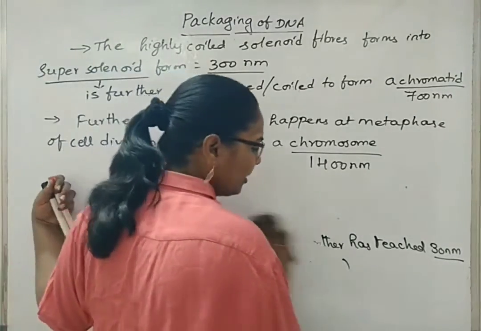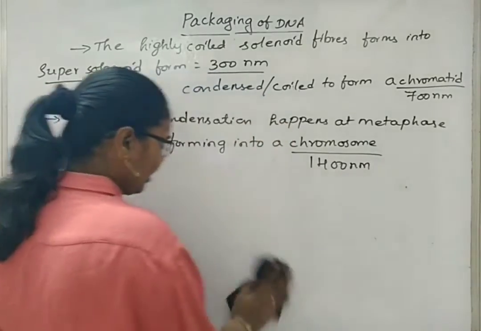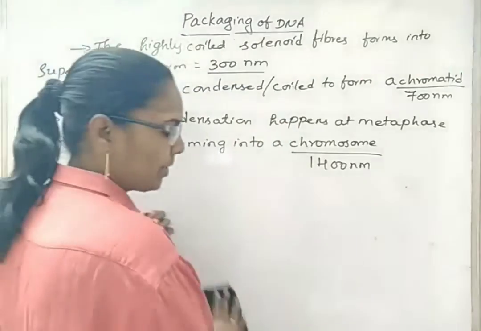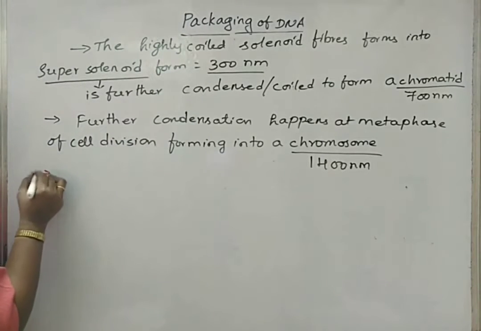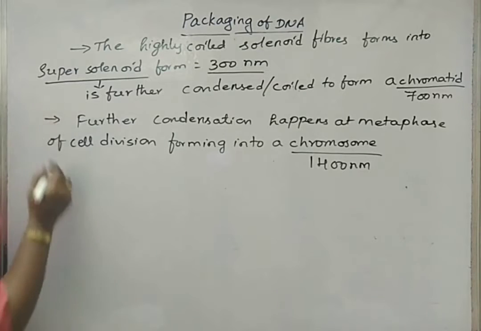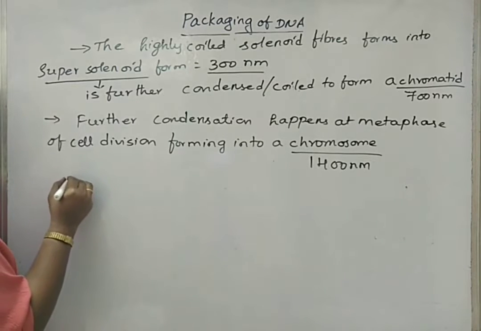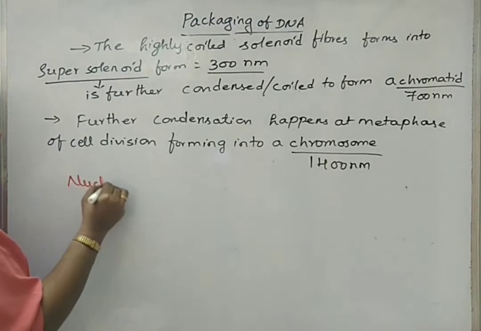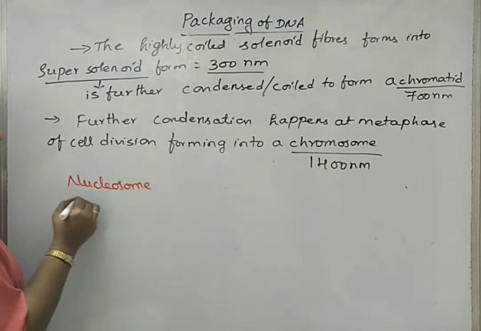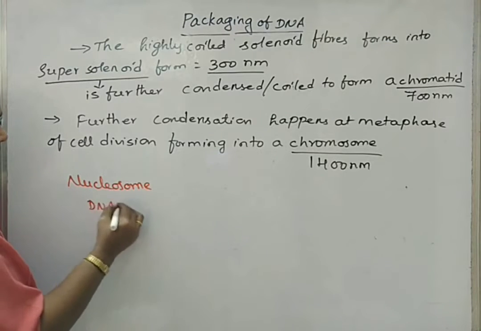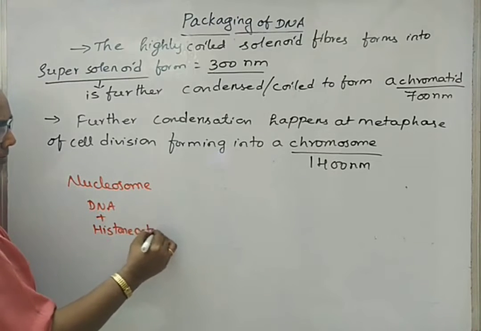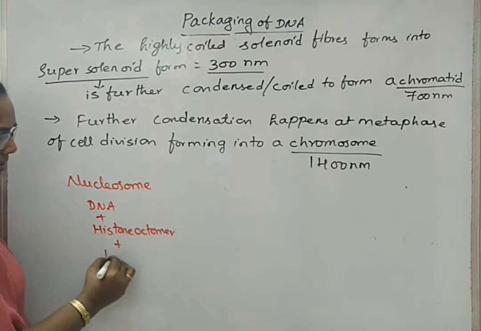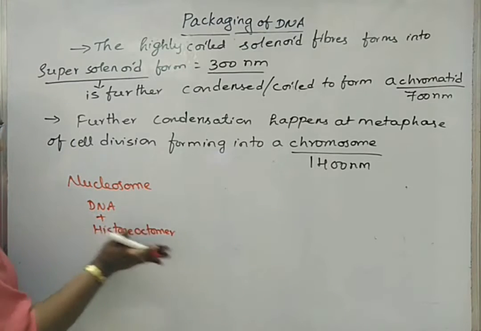In case of higher organisms, an additional set of proteins are present along with histone proteins. Those are called as non-histone chromosomal proteins. Just we'll write the simplified form, that is nucleosome, which is a composition of DNA plus histone octamer.